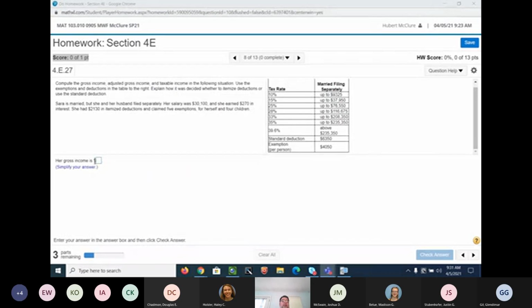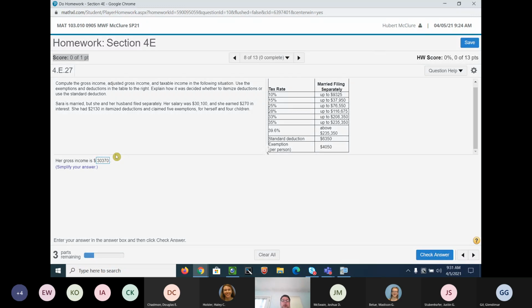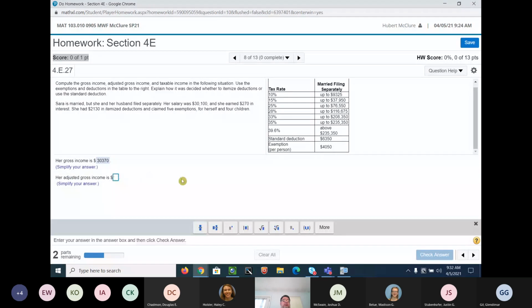Her gross income, well, that's going to be, what is it? 30,370, because she didn't have any expenses. Her adjusted gross income is 33,70 because there's nothing else to come out.